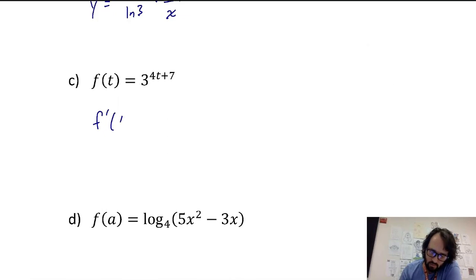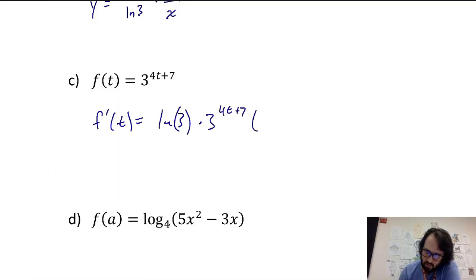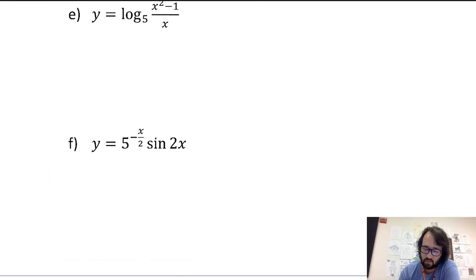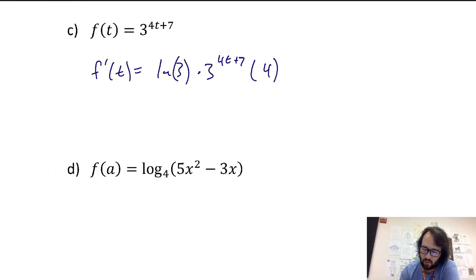So f prime of t, I have ln of 3 times 3 to the 4t plus 7. And then I have an exponent that has more stuff in it, so I need to take the derivative of the exponent and multiply it as well. Do not get caught. These things do not multiply together, so please do not multiply them together. They do not have the same exponent, so I cannot combine them in any way. Really, there's no way to combine any of this stuff here. That would be the simplest that you could make this problem.